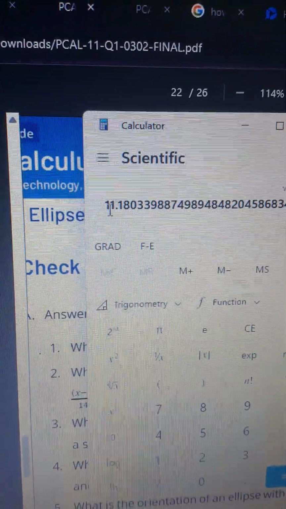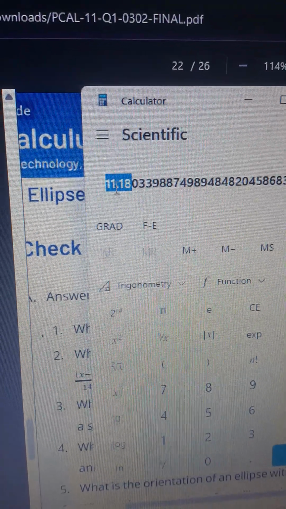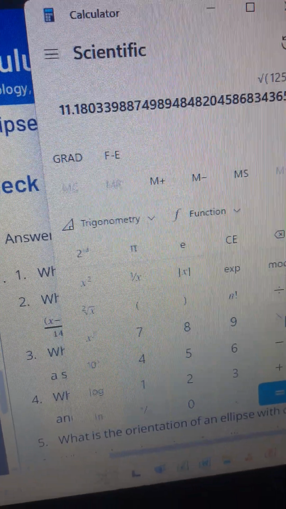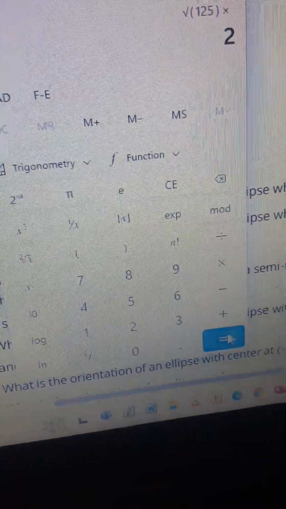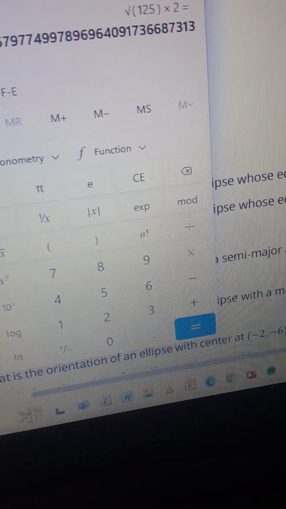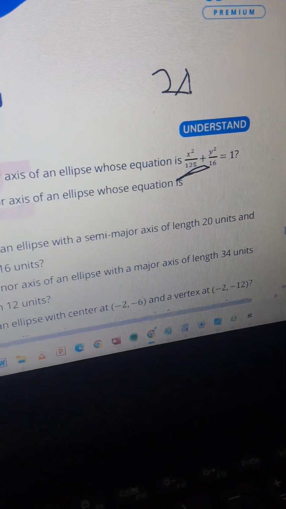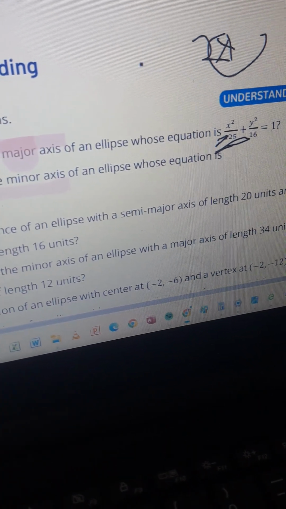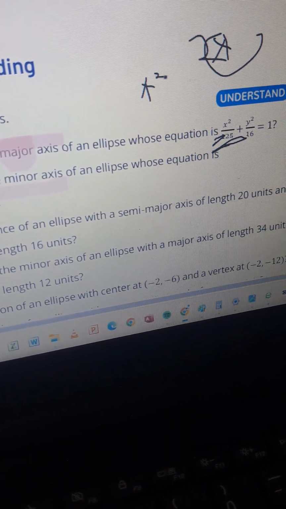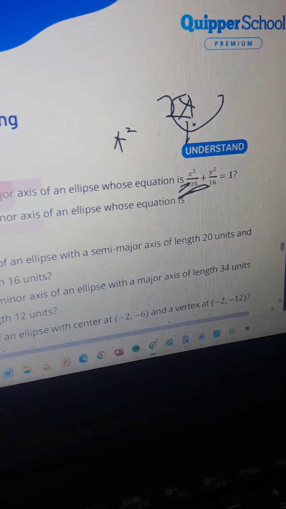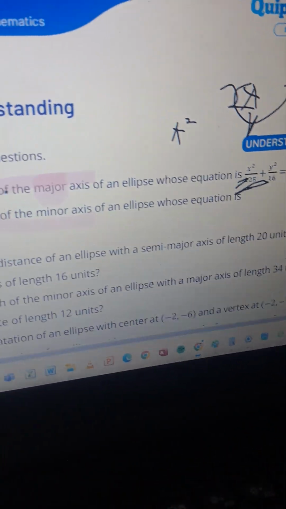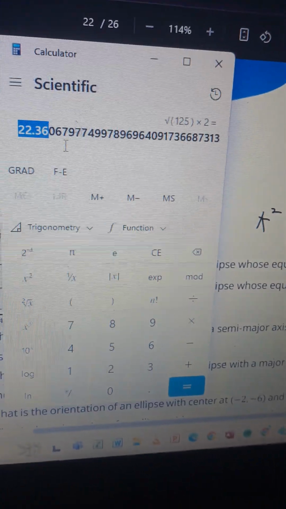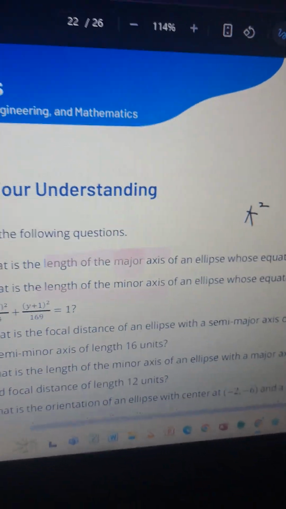You get 11.18. Now that we're just gonna focus on these 4 guys. Next thing you gotta do is you multiply it by 2 because it is known as 2A. Remember, 2A. So you get the A because diri this is A squared. Mao na you square root it so that you can get your A. Then you multiply it by 2, and that's why you have a value of 22.36. That's your value, that's your answer.